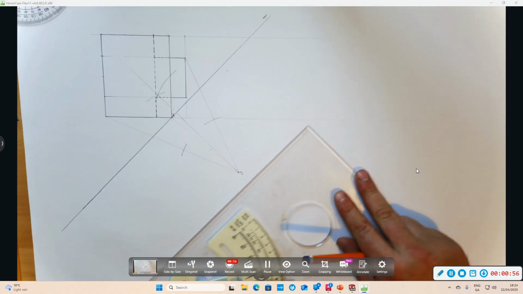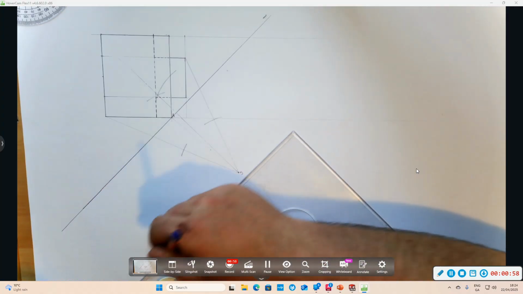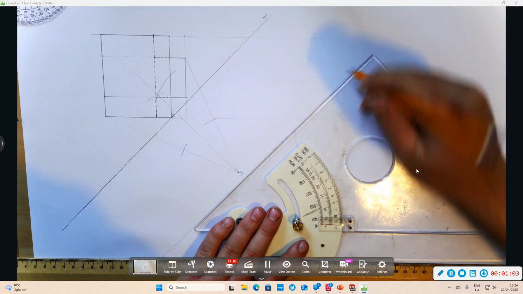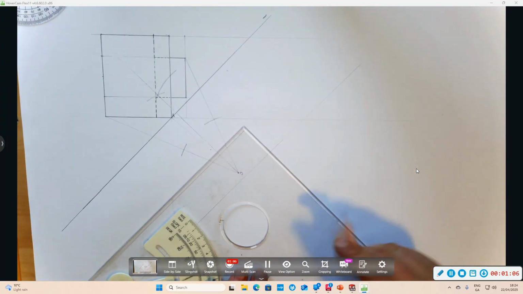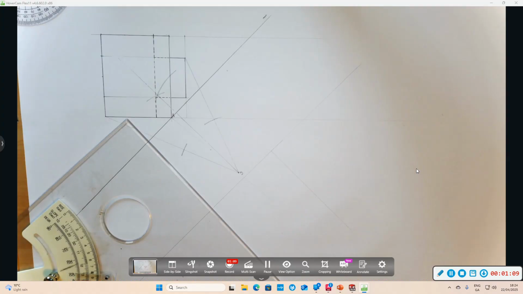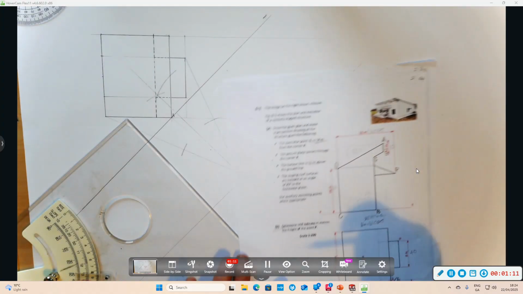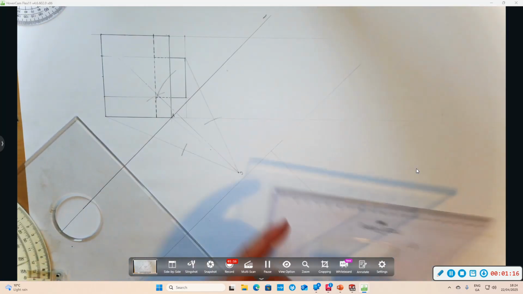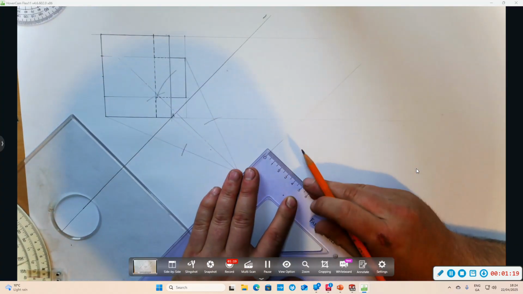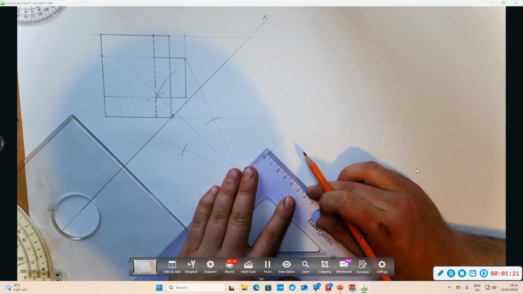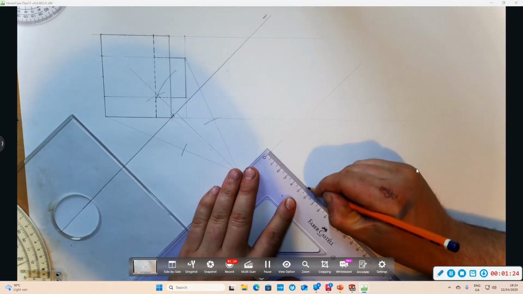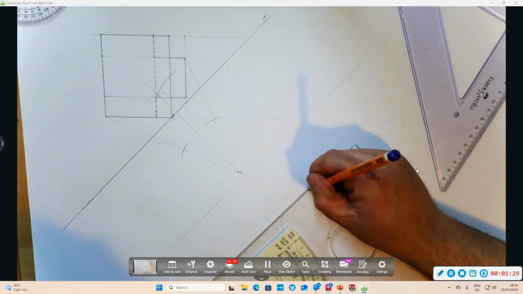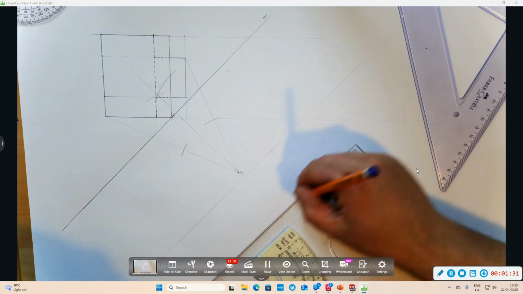Right, now our horizon line can be drawn anywhere after S. So we're going to draw in our horizon line. Our ground line has to be 55 millimeters from our horizon line, because it says 11 meters, so divide that by the scale of 1 to 200 and you get 55. So we're going to mark 55. We're going to draw in our ground line.